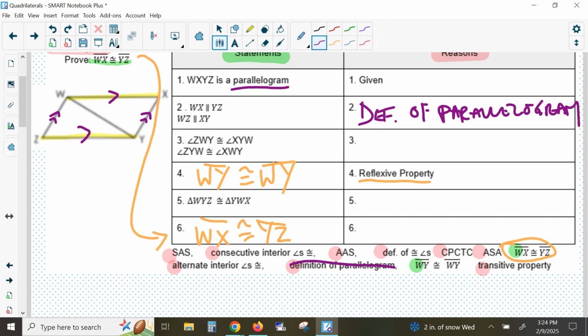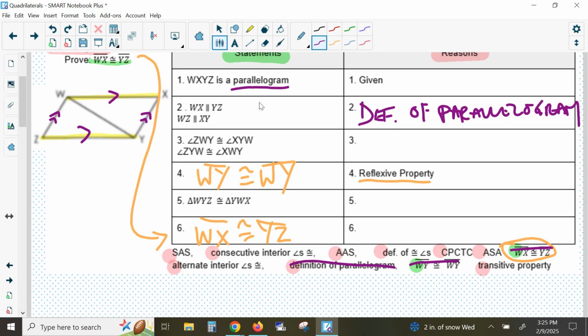Definition of parallelogram. So that's done. This one's used. This one's used. Okay, so here's what we've got going on so far. Now the next thing says, now these are kind of confusing. Remember, do them in order. Z to W to Y.